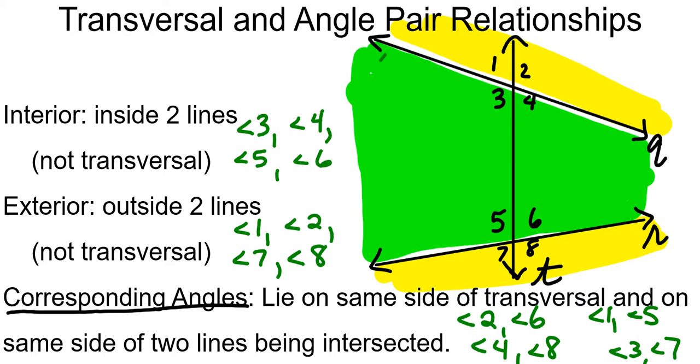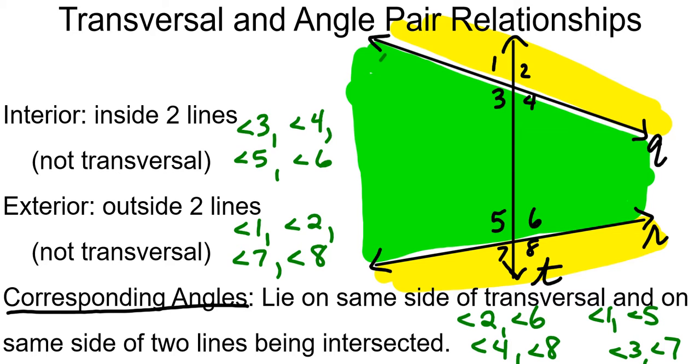Corresponding angles lie on the same side of the transversal, so that would be line T, so the same side as in either the left or the right side, and on the same side of the two lines being intersected. So for example, angle 2 and angle 6, they're both on the right side of the transversal, and they're both on the upper side of the two lines. So another way to look at that is they're in the same corner. They're both in the top right corner.